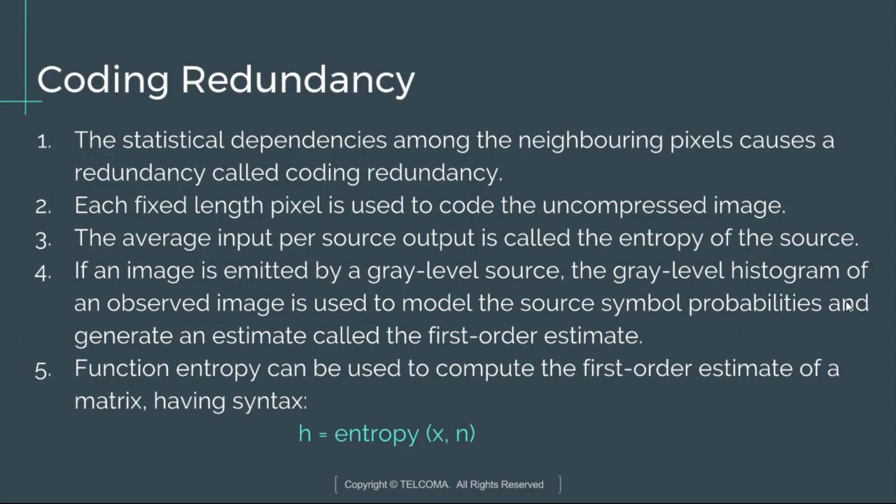Now we are going to discuss the first type of redundancy, that is coding redundancy. The statistical dependencies among the neighboring pixels cause a redundancy called coding redundancy. Each fixed length pixel is used to code the uncompressed image. The average information per source output is called the entropy of the source. If an image is emitted by a gray level source, the gray level histogram of an observed image is used to model the source symbol probabilities and generate an estimate called the first order estimate. The function entropy can be used to compute the first order estimate of a matrix, having the syntax H equals entropy x, n.